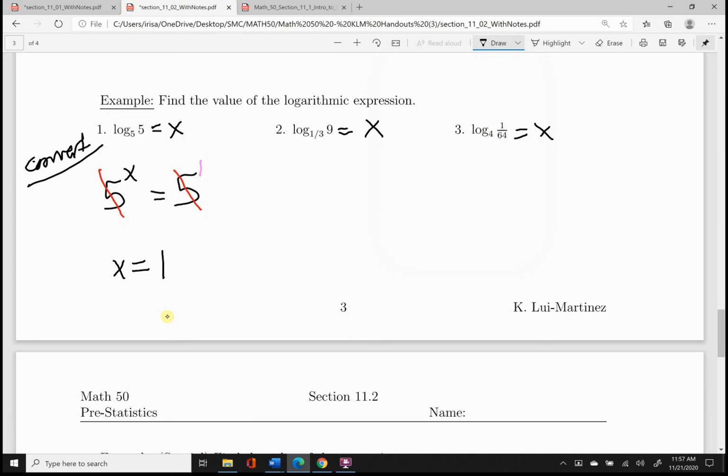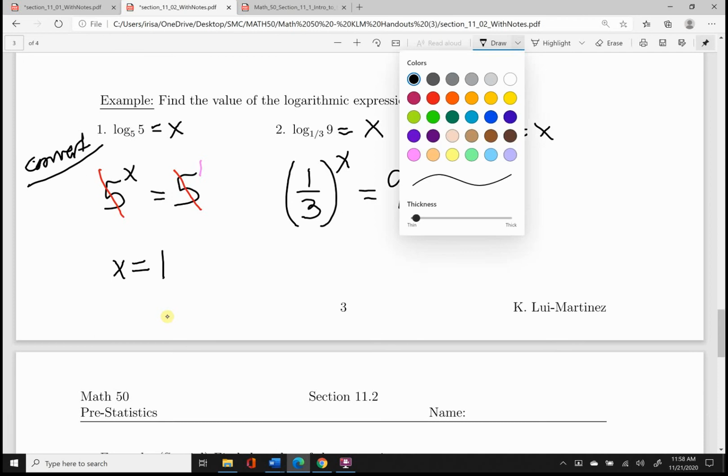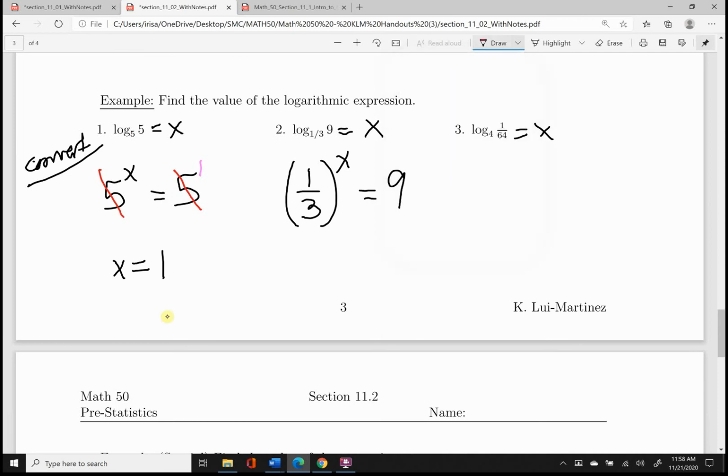Cool. Let's do the same thing for number 2. The base is the base, that's 1/3, right, to the x power, because the logarithm is always equal to the exponent, and that's going to equal 9. Okay, we need to rewrite these as base 3. So I'll put off to the side that I want to rewrite them as base 3.